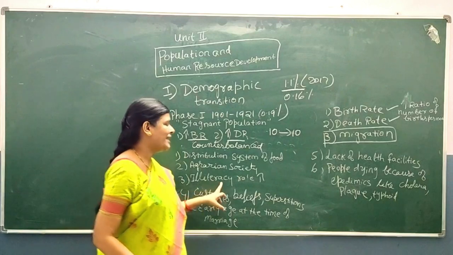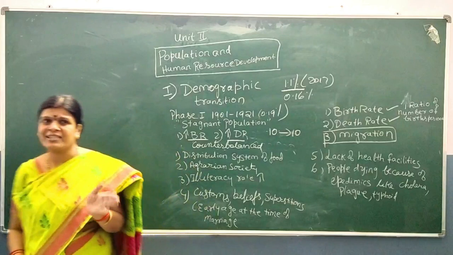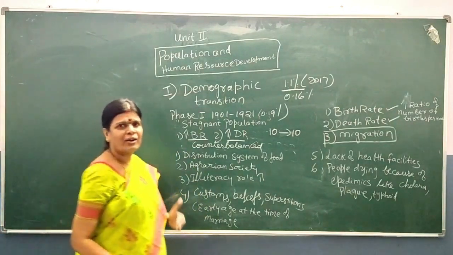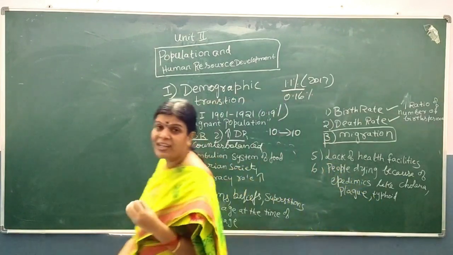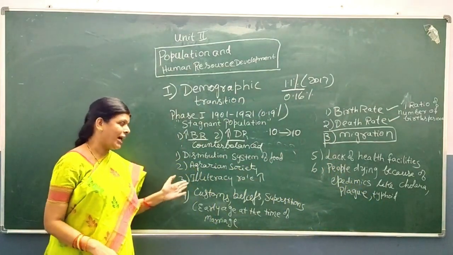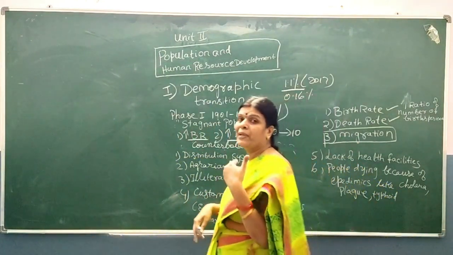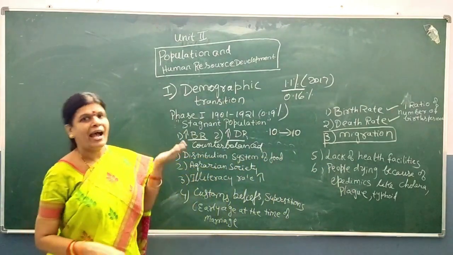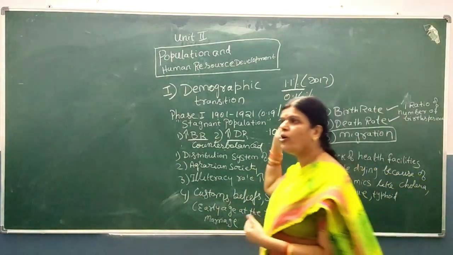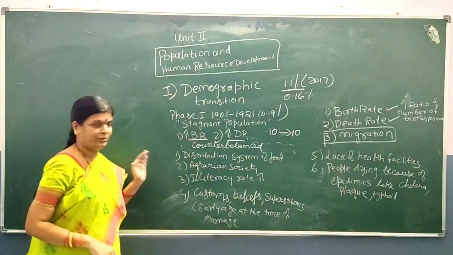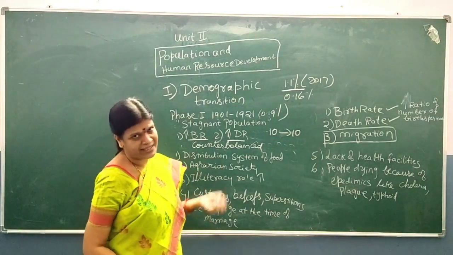The third one is that the illiteracy rate is very, very high. Because of the lack of education facilities, the illiteracy rate is very, very high in India. If we compare males and females, the male literacy rate is high compared to the female literacy rate. So females are more illiterate than males. Why? This is because of thinking, superstition, customs and all.